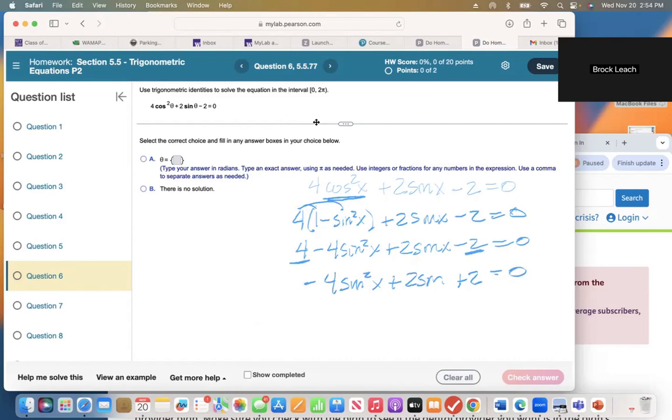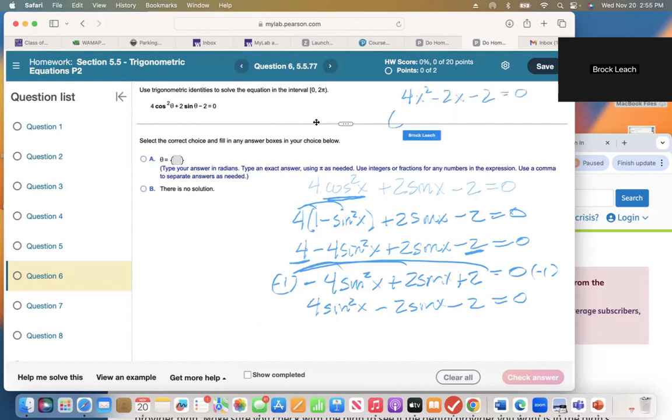And let's get rid of the negative one. I'm going to multiply both sides by negative 1. That distributes to each one of those, so basically it just changes the signs. That makes positive 4 sine squared x minus 2 sine x minus 2 equals 0. It's just going to make it easier for us to factor. And let me not forget the x that's there. So 4x squared minus 2x minus 2 equals 0. Let's see if we can factor that.